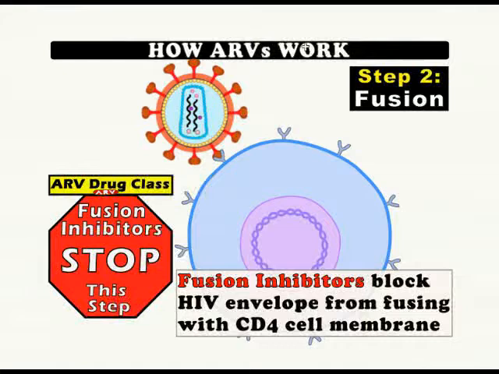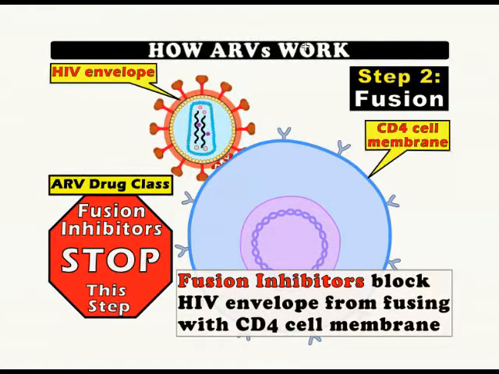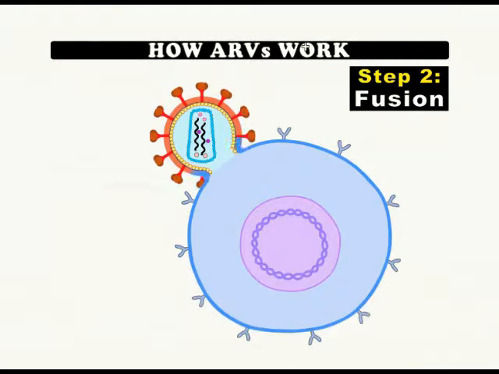Again, we know that step 2 in the HIV life cycle is known as fusion. The fusion inhibitors stop this step. Fusion inhibitors block HIV envelope from fusing with CD4 cell membrane. Without fusion inhibitors, this step can be successful.